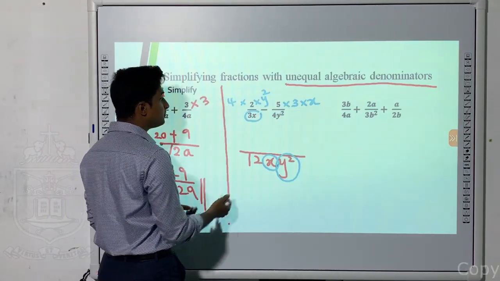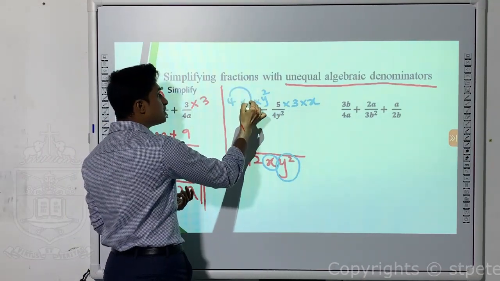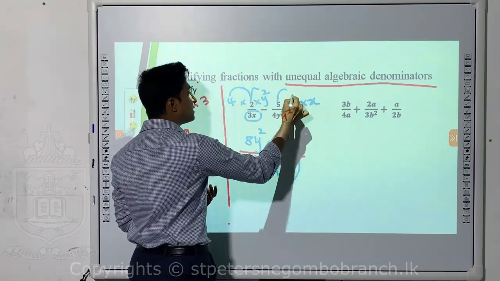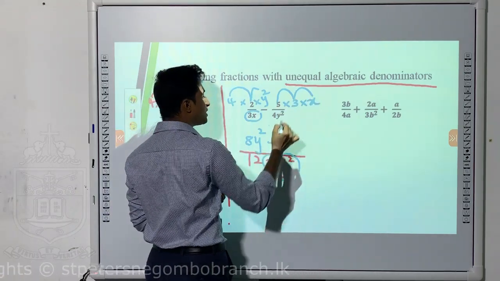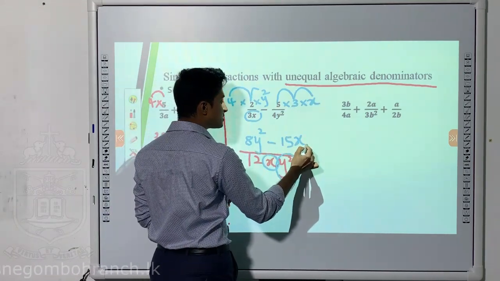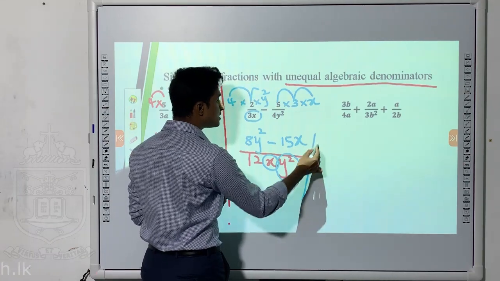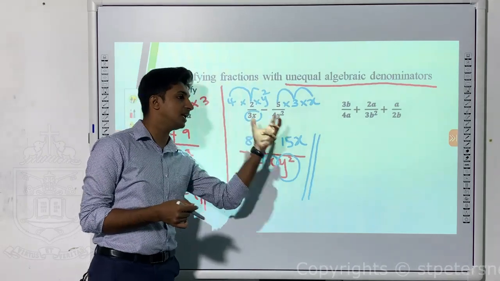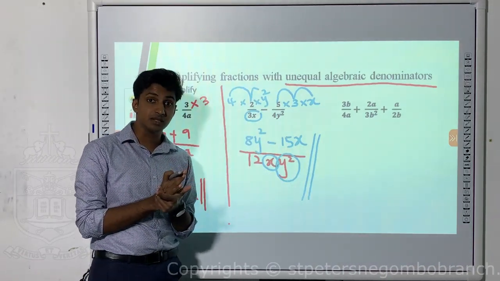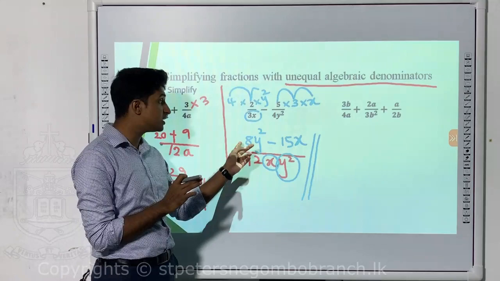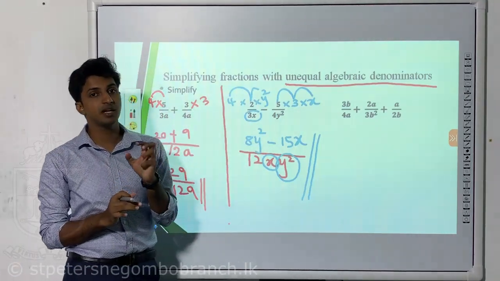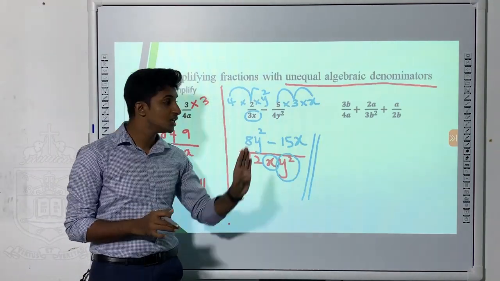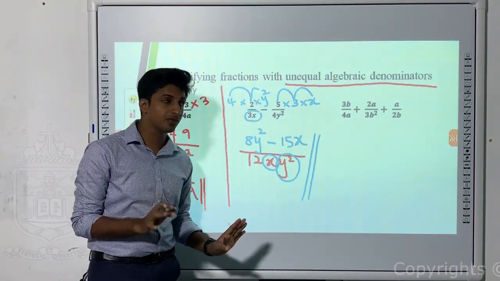Then see, if I get the answers, 4 times 2 is 8. 8 times y squared is 8y squared minus 5 times 3 is 15. 15 times x is going to be 15x. So that is the answer. I cannot further simplify, because y squared and x you cannot simplify further. There is no further simplification, because they are coming under two different algebraic expressions, or two different algebraic terms. So I can't simplify them more further. That's enough. You have to stop it from there.